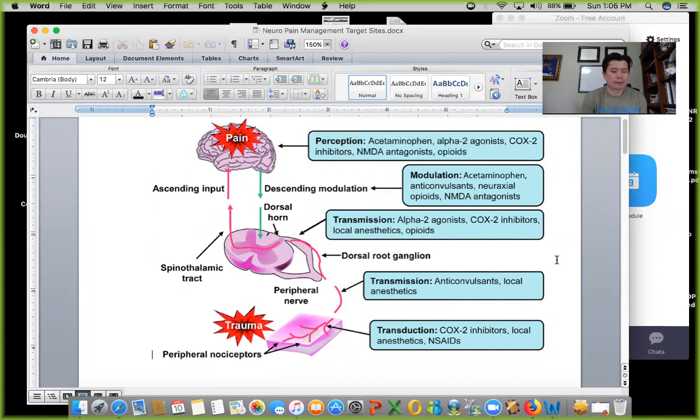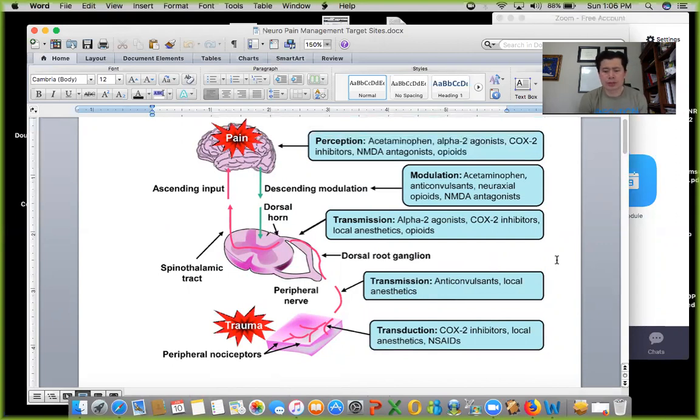The input comes in from your peripheral nociceptors through your peripheral nerves. You get your roots, and it gets transmitted through your dorsal root ganglion, goes to your dorsal horn, goes into your spinal column, and crosses over into your spinothalamic tract.